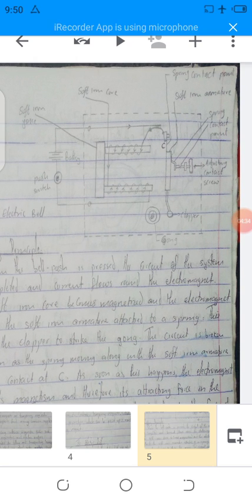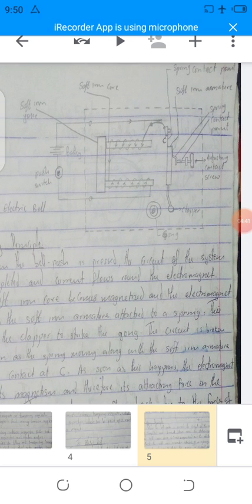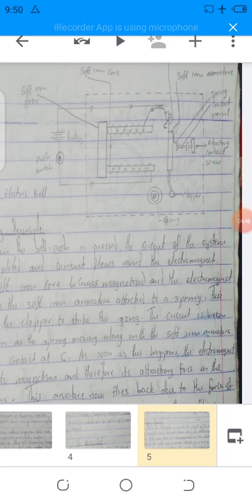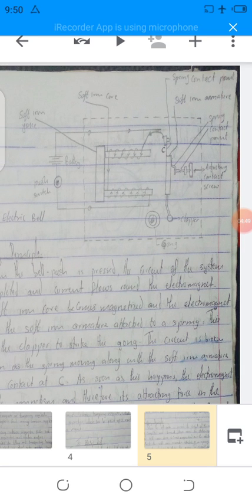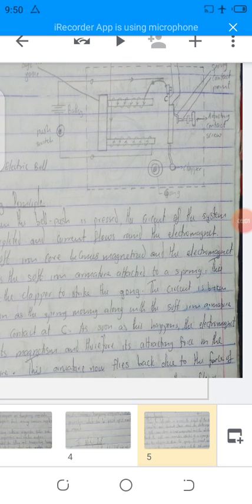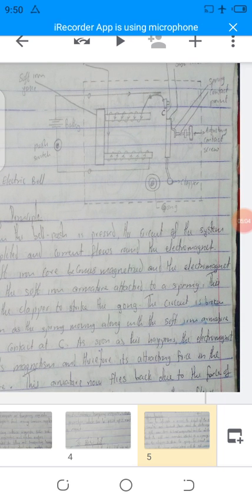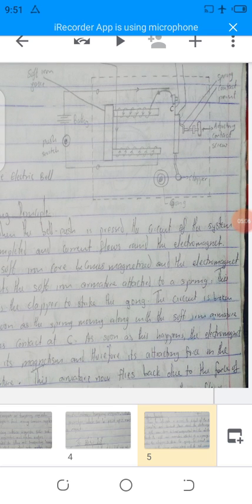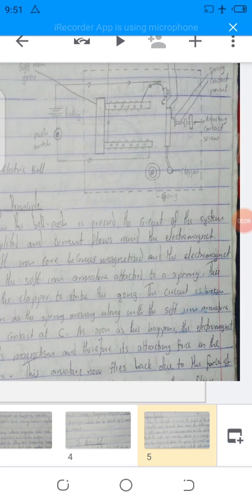Now the wire is connected to a spring contact point, and the spring contact point is connected to the soft iron armature. The soft iron armature carries a clapper. That round thing you see there is called a clapper. Then from there you have a spring contact and an adjusting contact screw. So once the current is switched on and the circuit is complete, the clapper moves electrically.